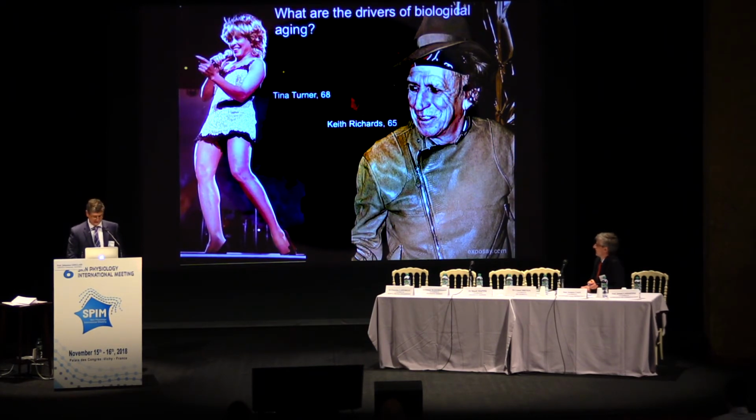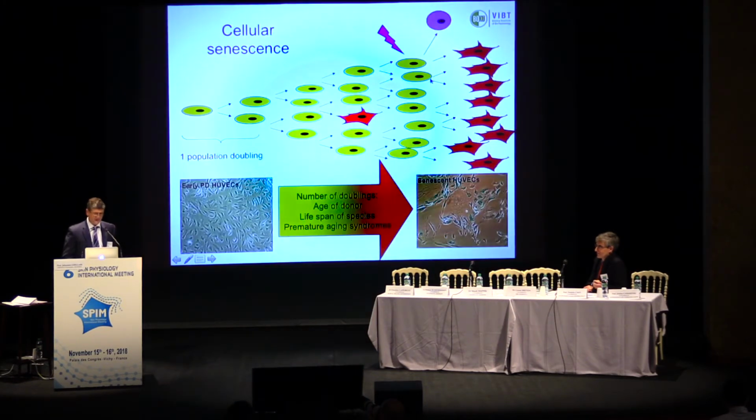Both are musicians. You have Tina Turner in an image taken at the age of 68 versus Keith Richards at the age of 65, and you can clearly see, especially from a dermatological perspective, that there are differences in the speed here. And probably, and that's one of the ideas we had in the lab, maybe senescence is one driver of premature aging of this guy. Might also be the substances that run in the veins here. We don't really know. So you already heard the definition of cellular senescence.